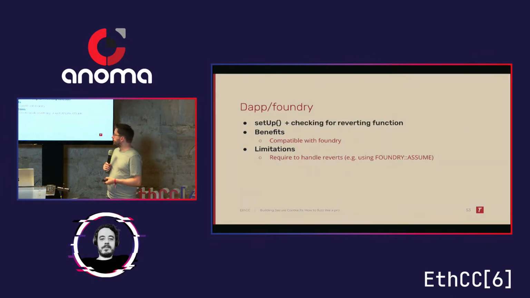And the last one is the DAP or Foundry kind of API. It's similar to the Boolean properties, but there is this setup function and the property itself. It doesn't return a Boolean, but it's fairly similar to the Boolean properties.